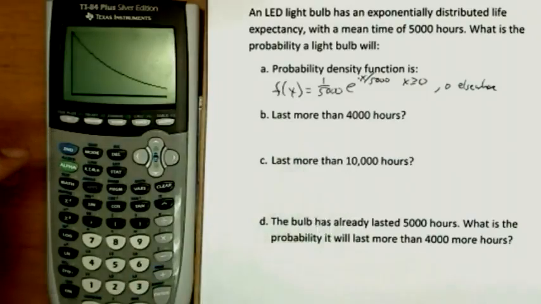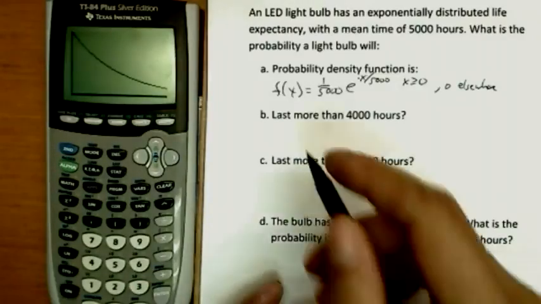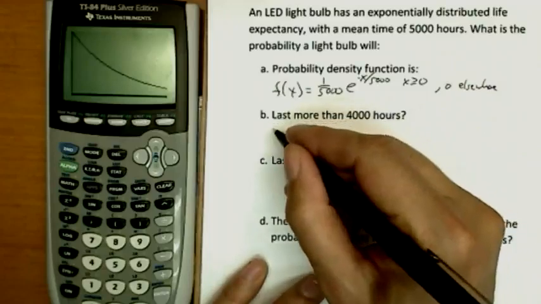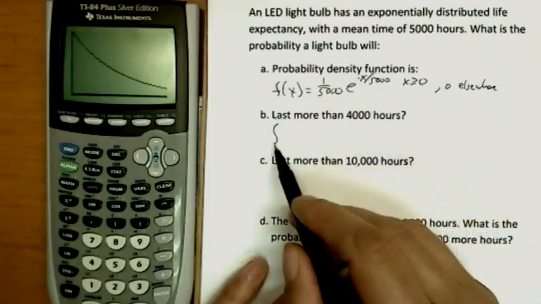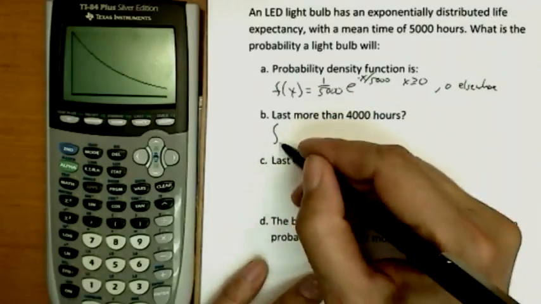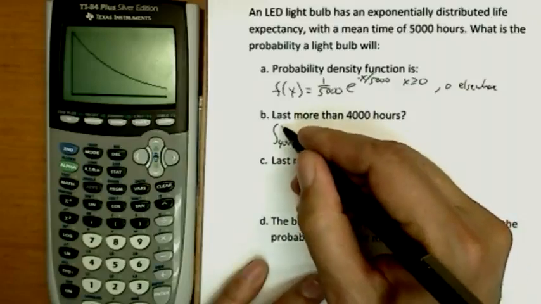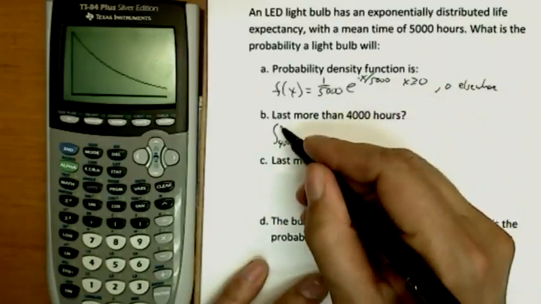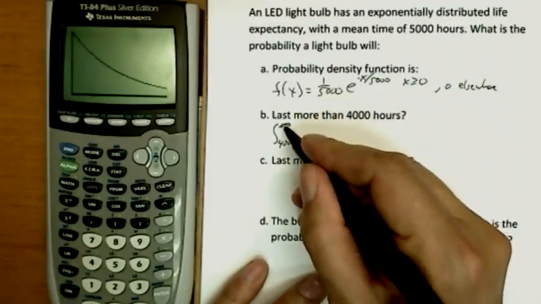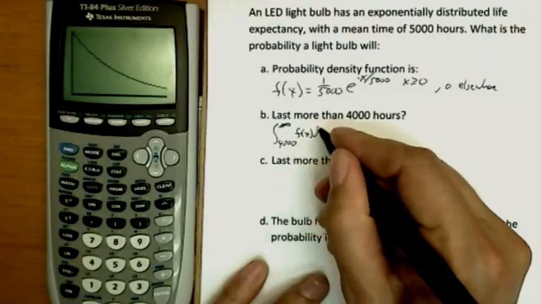Lasts more than 4,000 hours. From our previous probability discussion, we know that that's an integral, and we go from our lower limit to the upper limit that we're asking. So 4,000 hours is my lower limit, and there's no specified upper limit. The bulb can last forever as far as we're concerned. So 4,000 to infinity of f(x) dx.